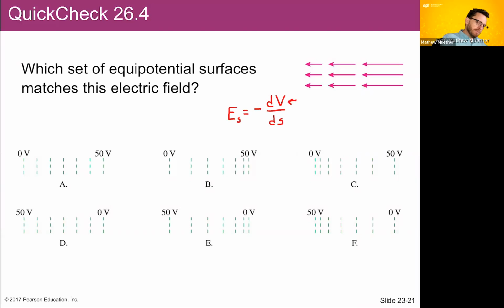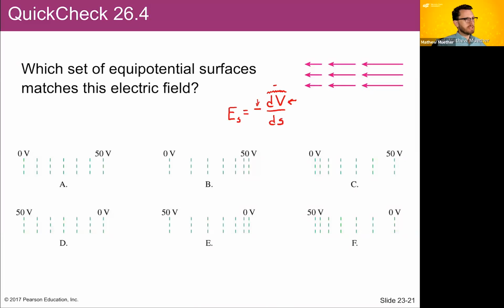And if I have a negative value of dV, because of this negative sign, I end up with a positive electric field. And that's the behavior that told us that the electric field points in the direction of decreasing values of the electric potential, points towards negative delta V's.